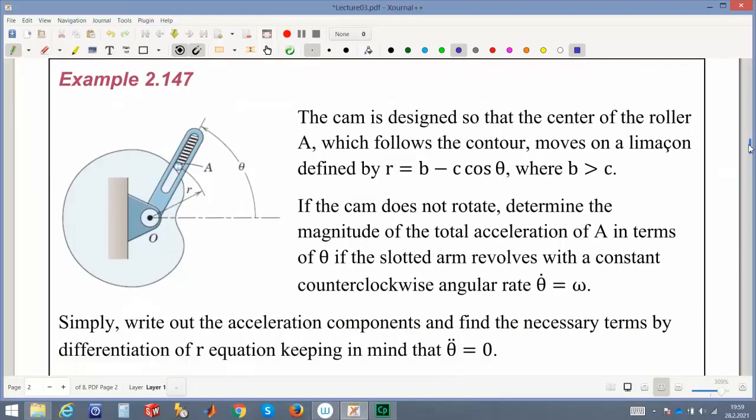The next question is a well-known mechanism. It's called the cam mechanism. It's used a lot in the industry, and you can do a lot with this basically. You can do some timed operations.